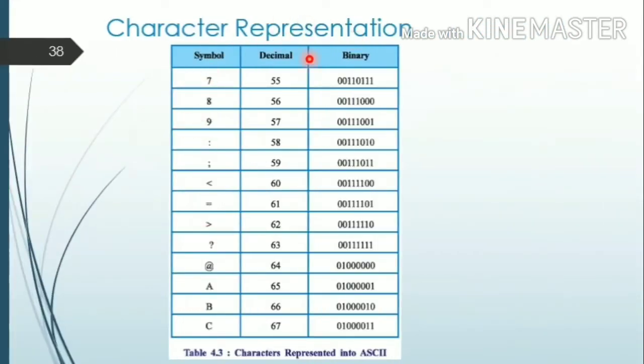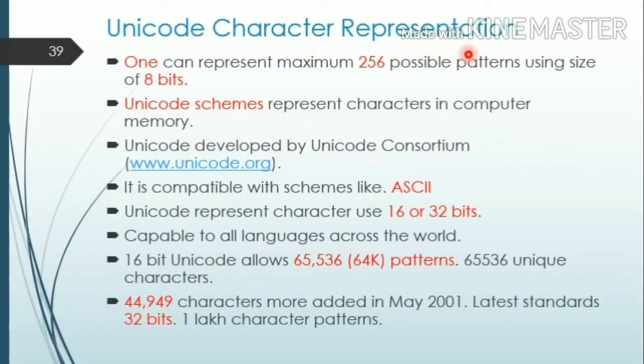Now here is some representation of the symbols. Say the decimal number 7 is placed at 55, then the greater than sign at 62, and capital letter A is placed at 65 in ASCII characters, which we already discussed in 7th standard. Unicode character representation. One can represent a maximum of 256 possible patterns using a size of 8 bits. Okay, we will discuss this afterwards.